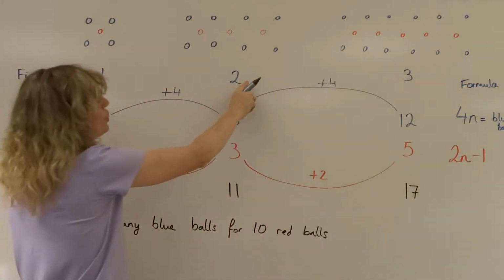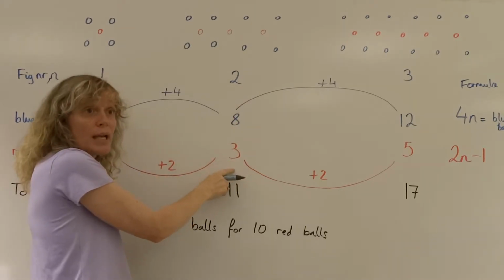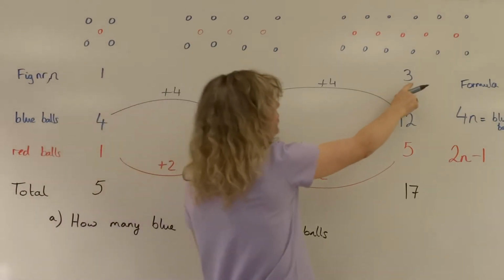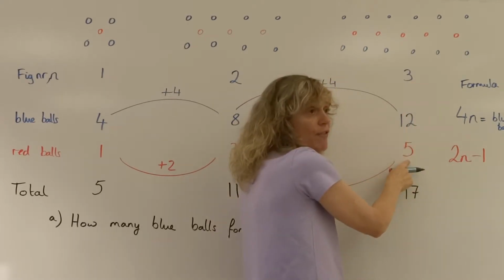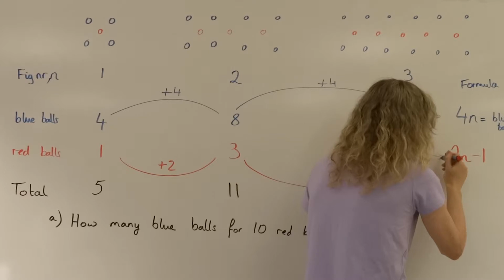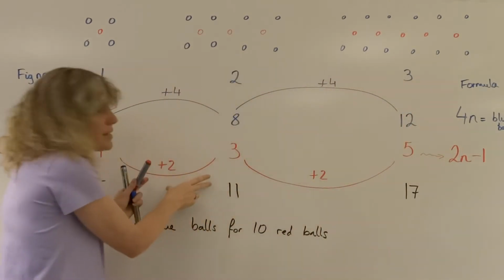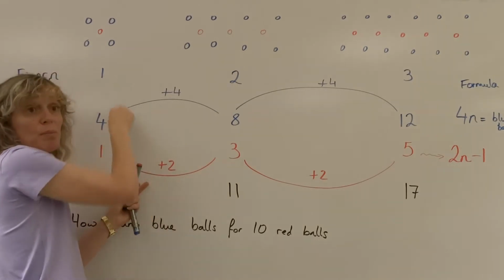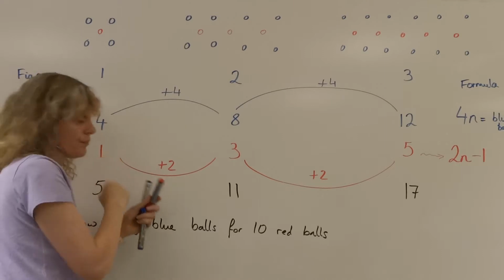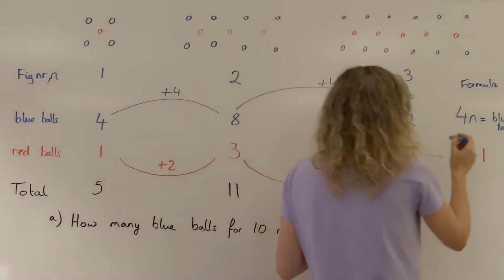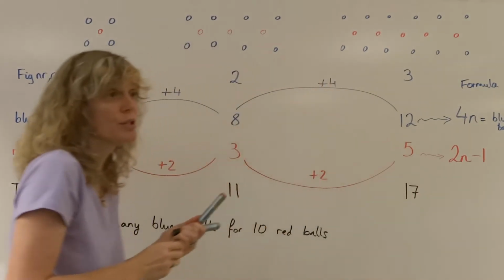What about if I did 2 times 2? That would give me 4. But if I took away 1, I'd get 3. If I did 2 times 3, I'd get 6. But if I did minus 1, I'd get 5. So this one is the formula for the red balls. So you take your plus number and then you adapt with a plus or minus so that you get the number that you're getting here. Okay, so now I have a formula for blue balls and red balls.